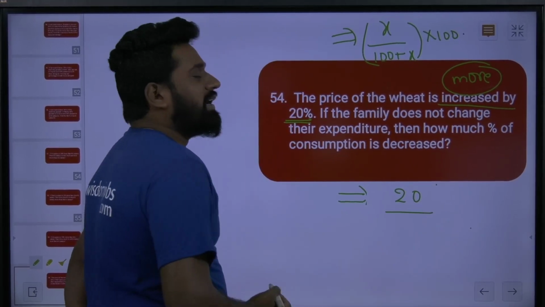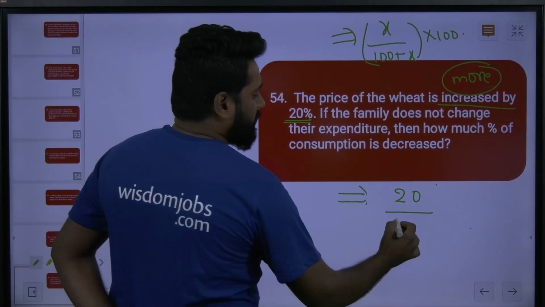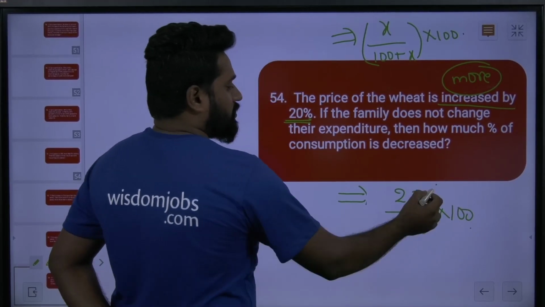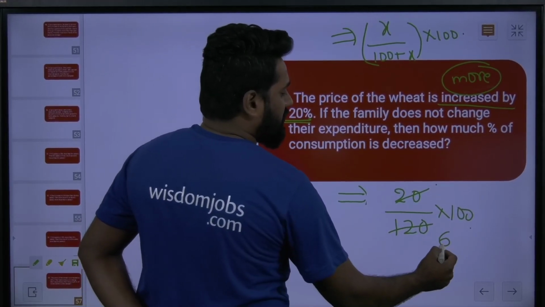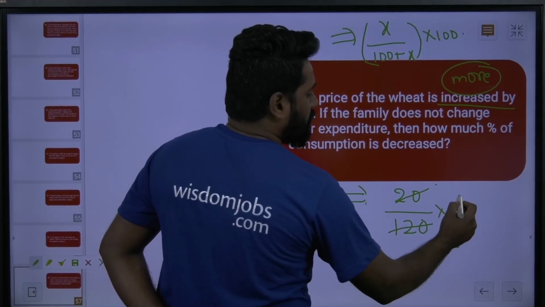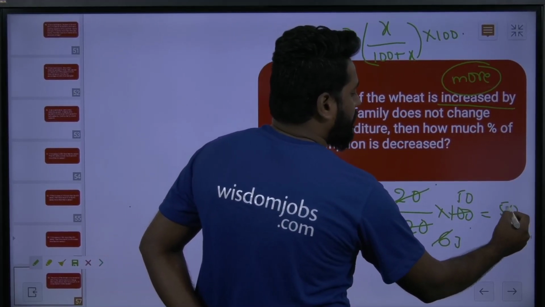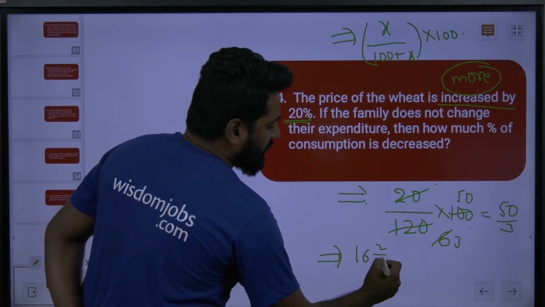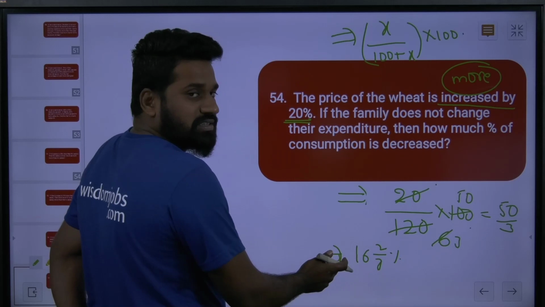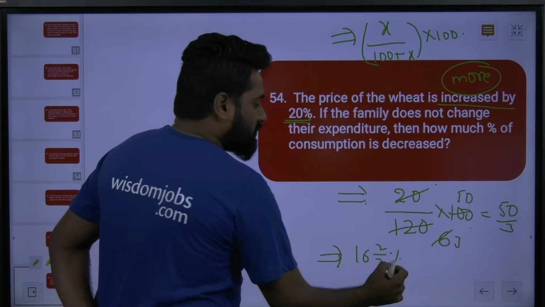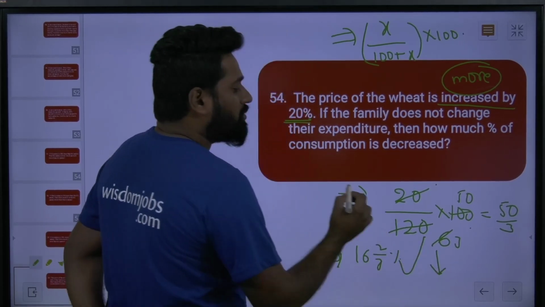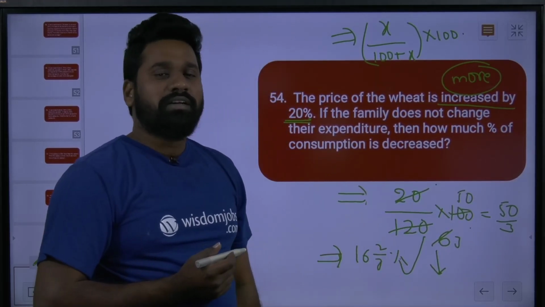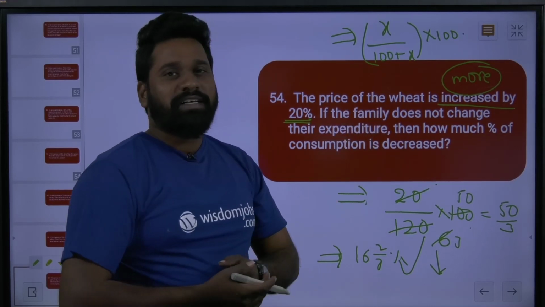Divided by 100 plus X, 100 plus 20, 120 into 100. So 2 1s are 2, 6 2s are 12, 2 3s are 6, 2 5s are 10. 50 by 3 is the same as 16 2 by 3%. 3 16s are 48 plus 2, 50. So this much consumption you have to reduce. This much percentage consumption you have to reduce to maintain the same expenditure.